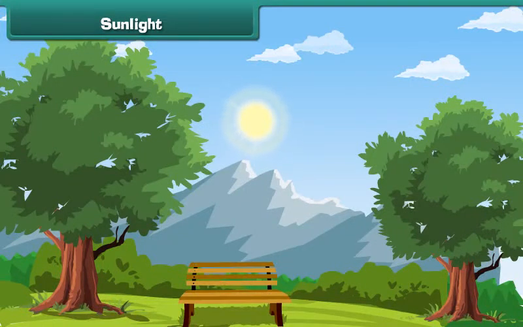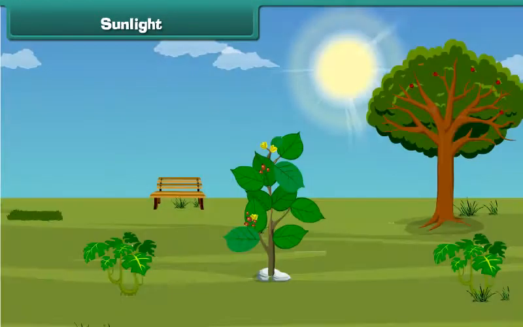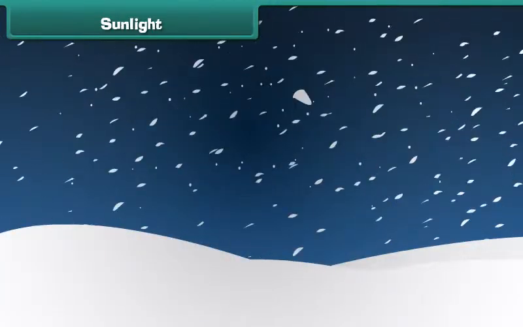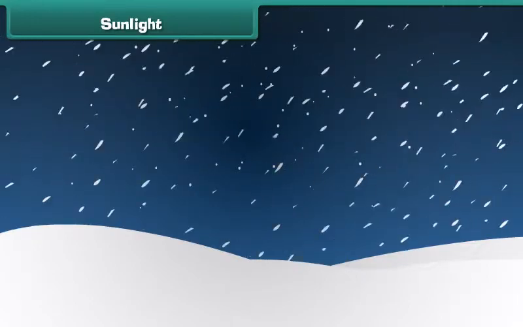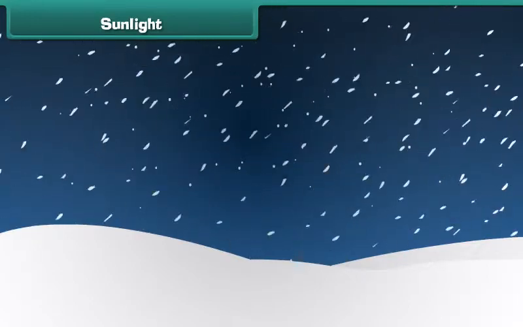Sunlight. Sun is a star that gives us heat and light. It is an important natural resource. Plants use energy from sunlight to prepare food. Without sun, Earth would be very cold, dark, and impossible to live on.